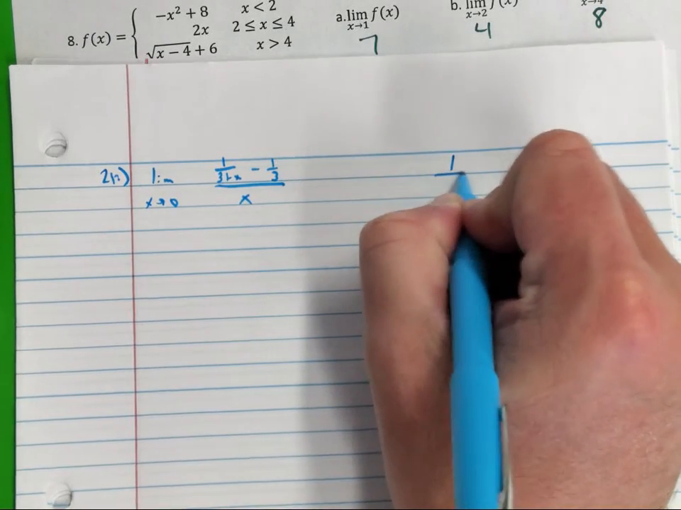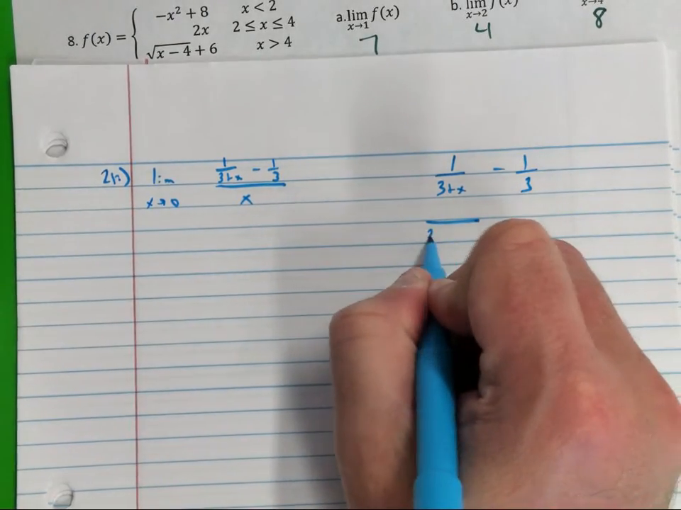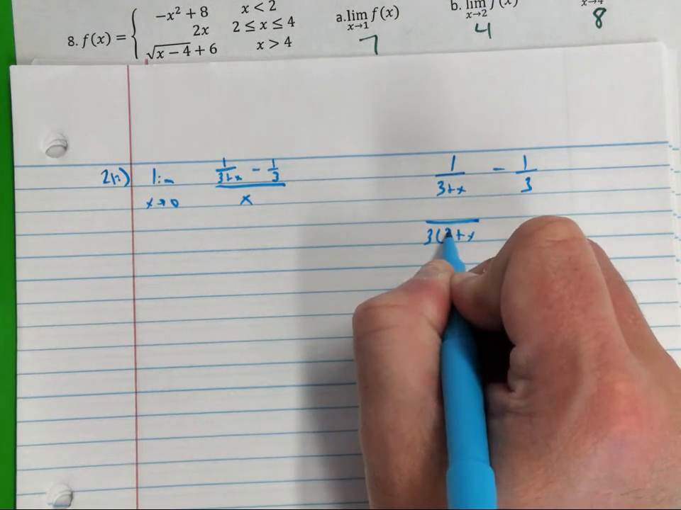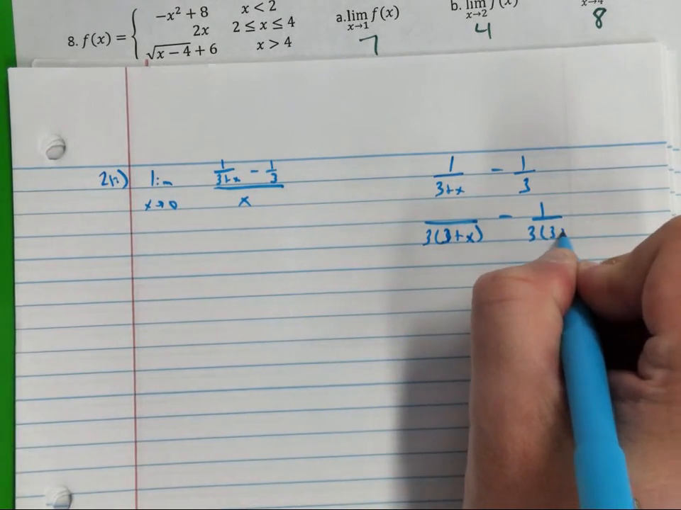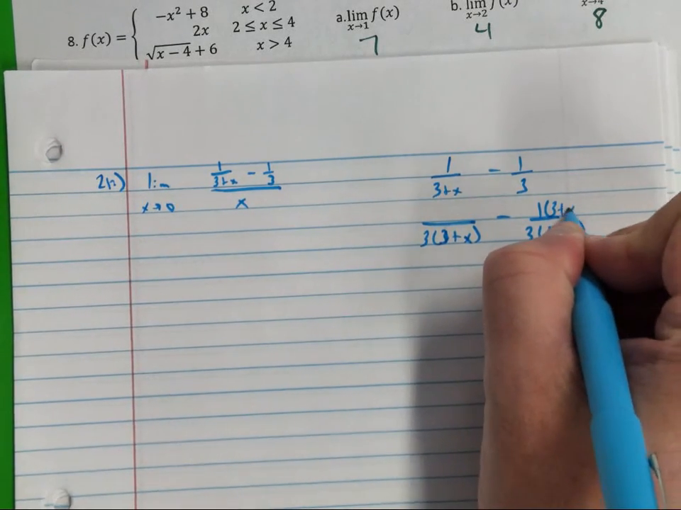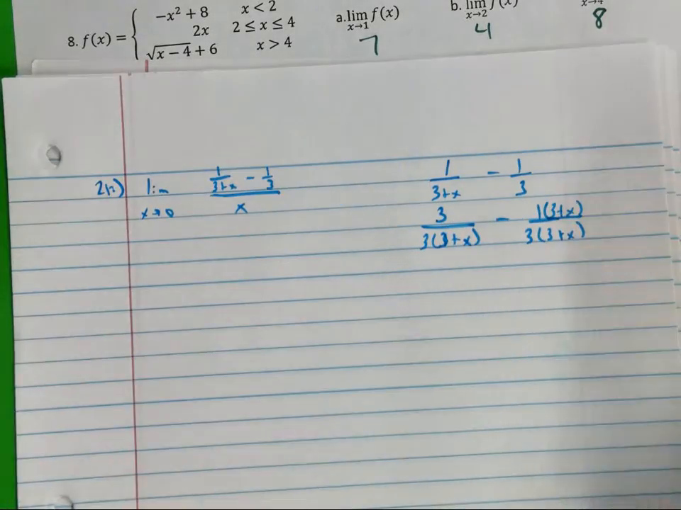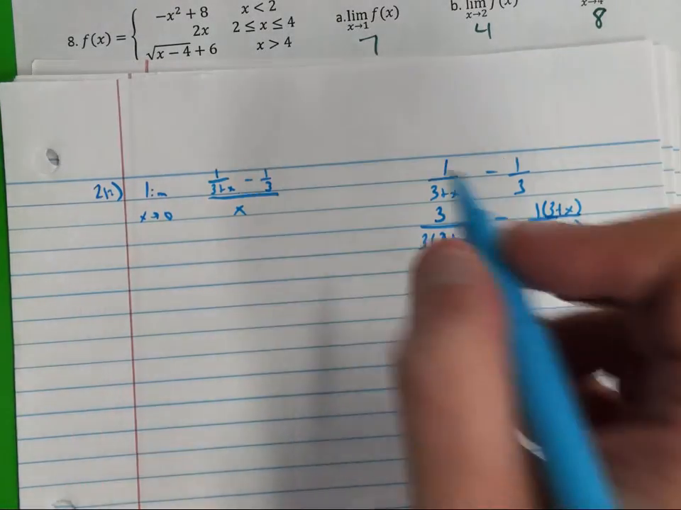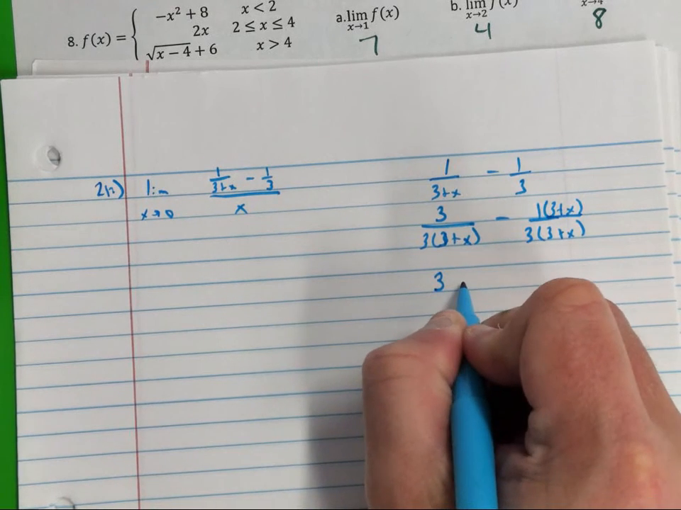Find a common denominator. So, I'm going to come over here. Your common denominator would be 3 and 3 plus x. You have to settle for both of them. So I'm going to multiply this by 3 plus x, because I multiply the denominator. I multiply this by 3, so I'm going to multiply the numerator. So I got 3.